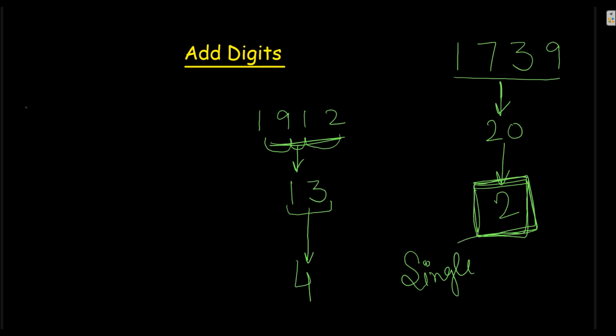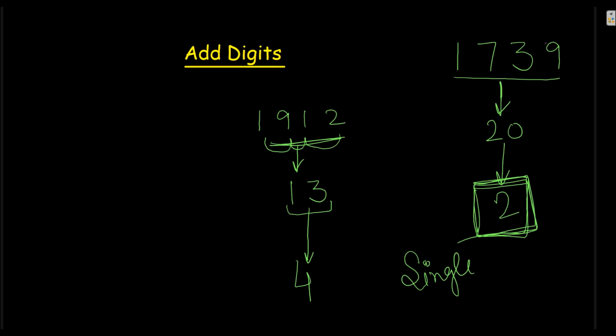So how can we do this? We have many strategies. If we go for iteration, we can simply take out the digits, first 9, then 3, then 7, then 1. Then we do the sum and get 20. Again the digits will be extracted, first 0, then 2, and we do the sum of 2 plus 0 so that we get the result as a single digit.